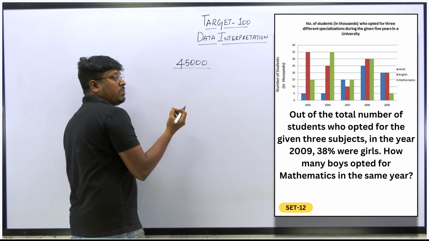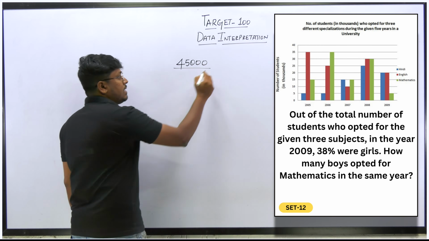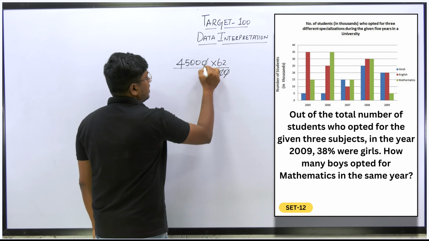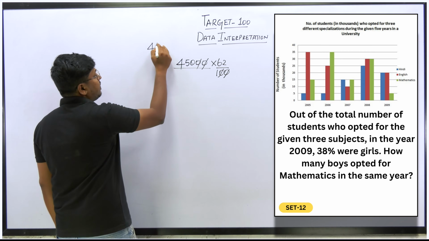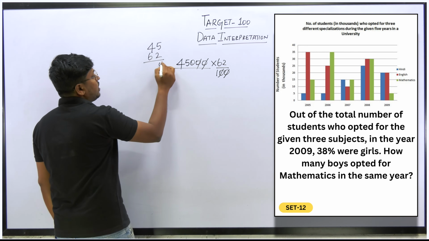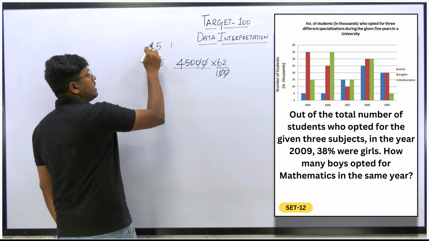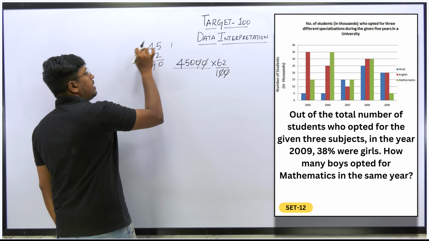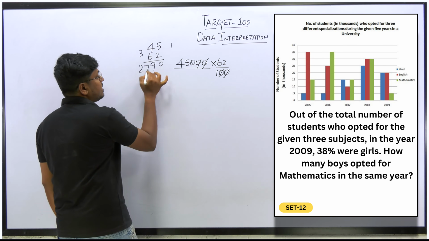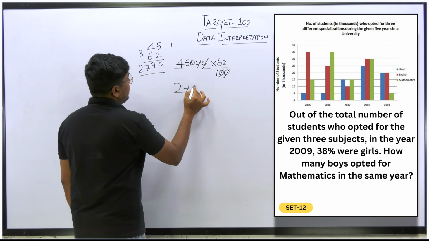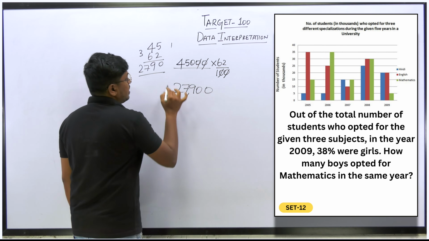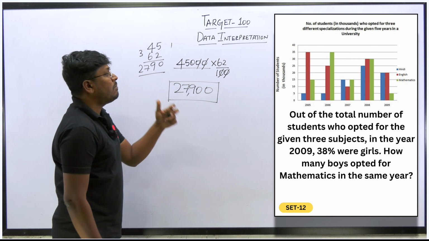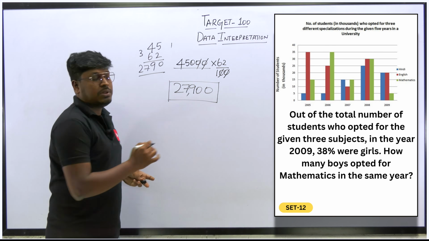So now according to the question, 38% were girls. So the remaining 62% will be boys. So 62 by 100 into 45. 5 twos are 10, remaining will be 1. 3 eights are 24, 24 plus 3 will be 27. So 27,900 will be the total number of boys in the year 2009.